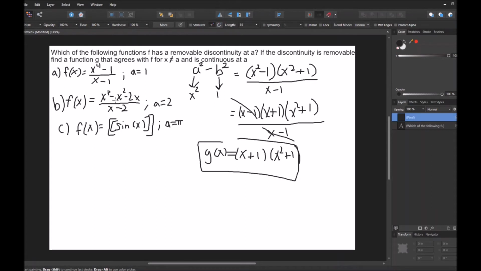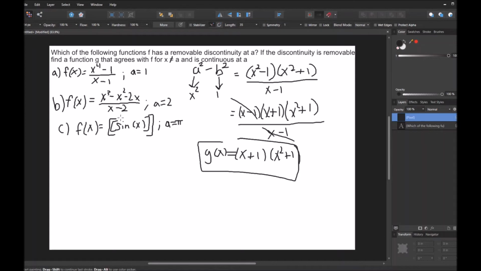Then in this one, we have f of x equals x cubed minus x squared minus 2x over x minus 2, and our a value now is 2. So if I go ahead and plug in 2 for x, on the numerator I'm going to get 8 minus 4 minus 4, which is 8 minus 8, which is 0. And then the bottom I'm going to get 2 minus 2. So once again, I'm in this 0 over 0 problem.